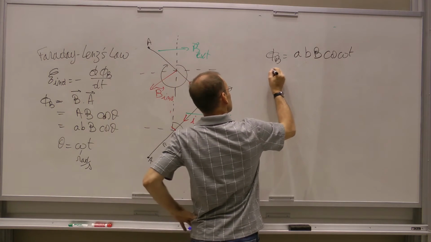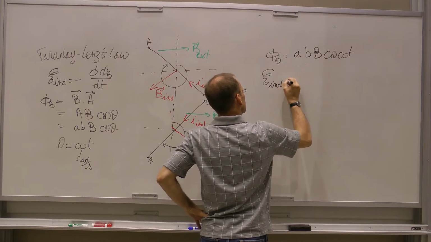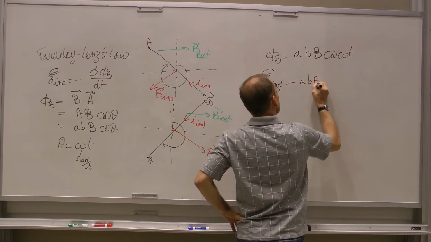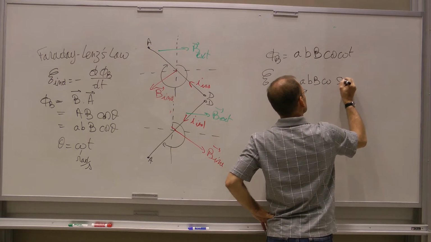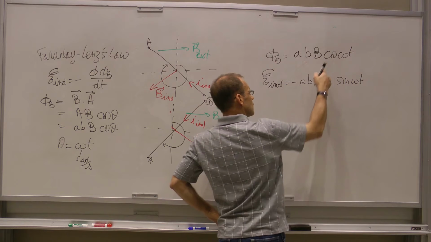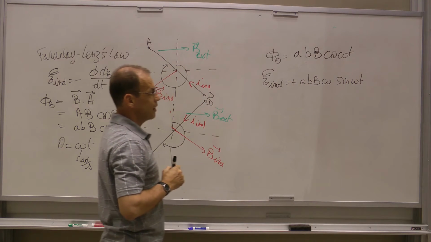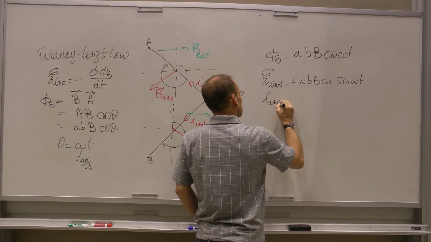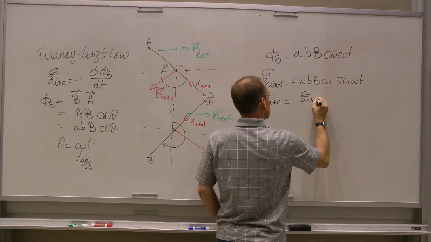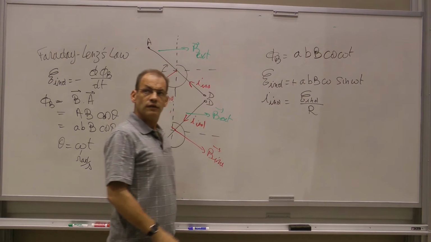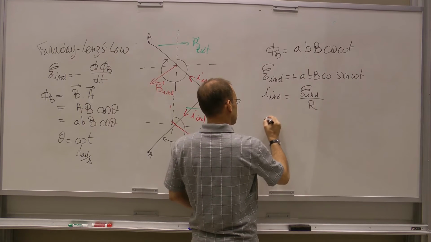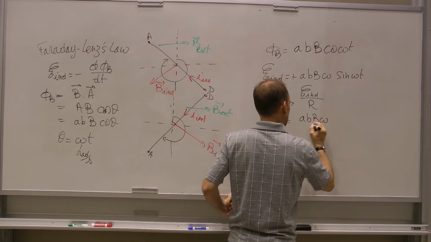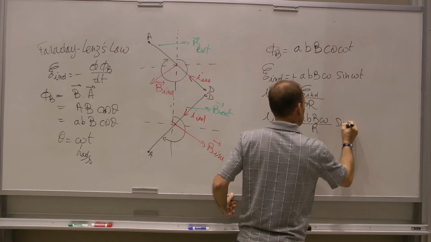We get the induced EMF in the circuit equal to the negative of the derivative, so negative a b B, and the derivative brings an omega and a sine omega t, the derivative of cosine being negative sine, which creates a positive value right here. Of course, the induced current, I induced, is given by Ohm's law: E induced divided by R, the electric resistance in the circuit. And we get I induced equals a b B omega divided by R, times sine omega t.